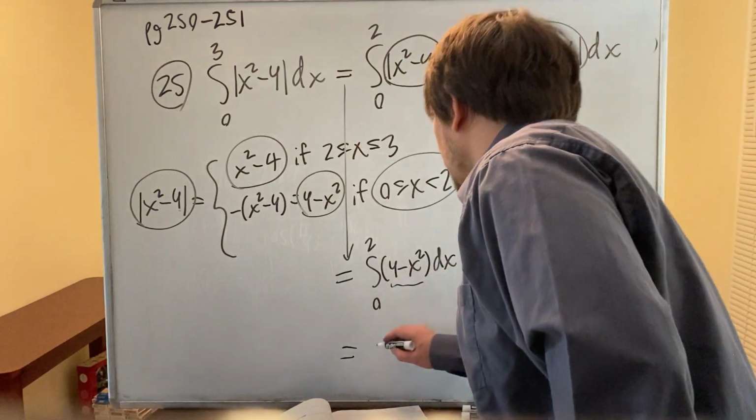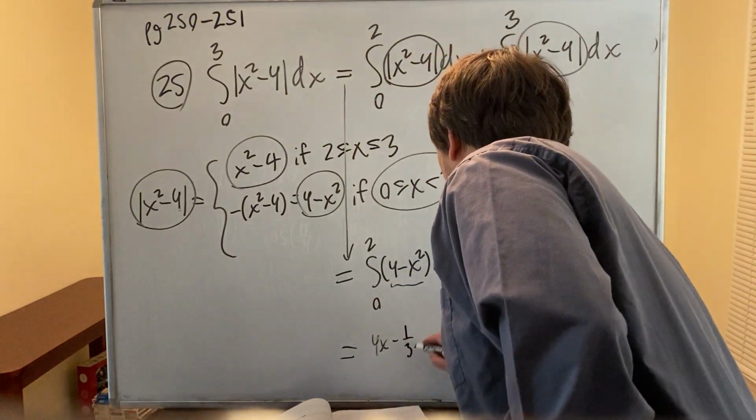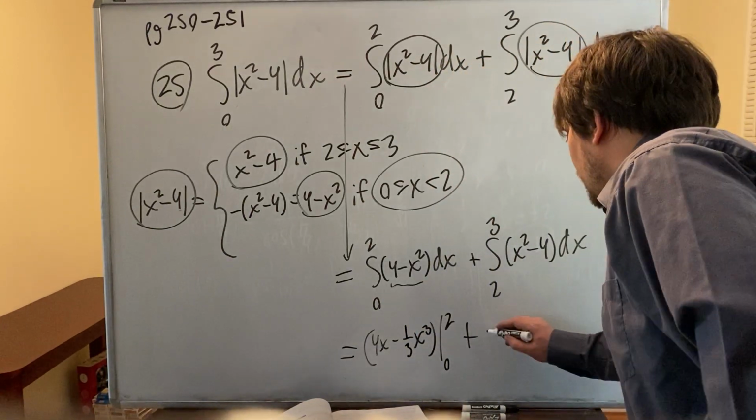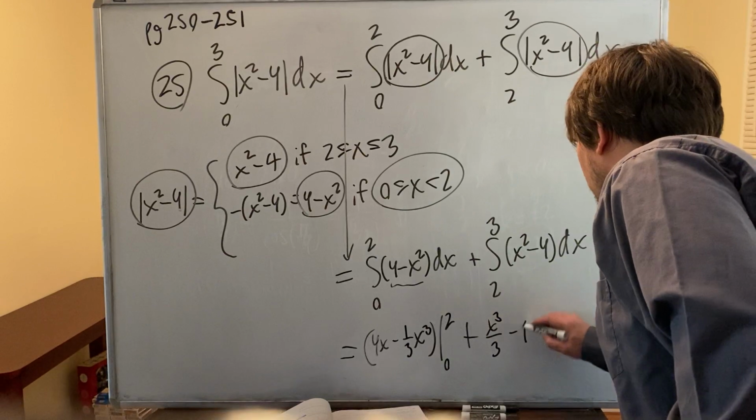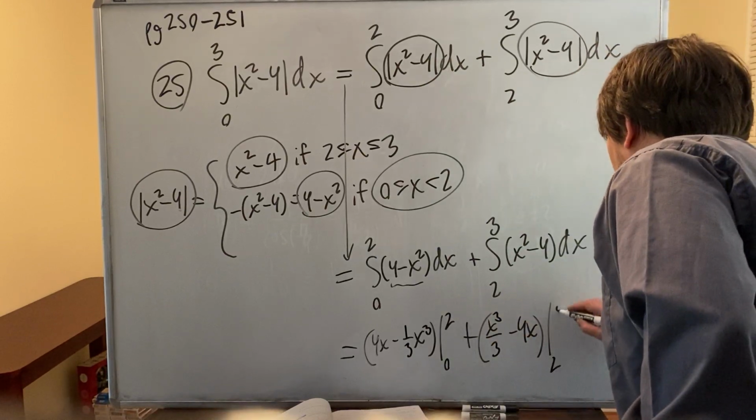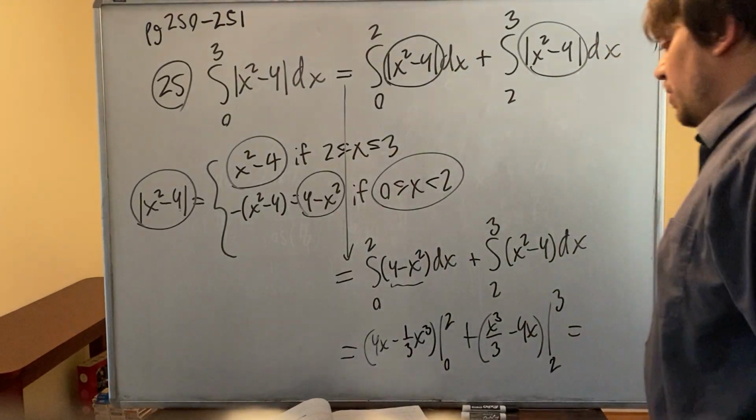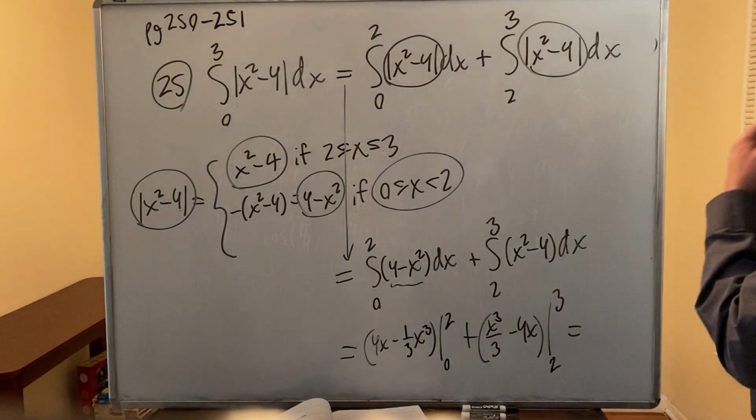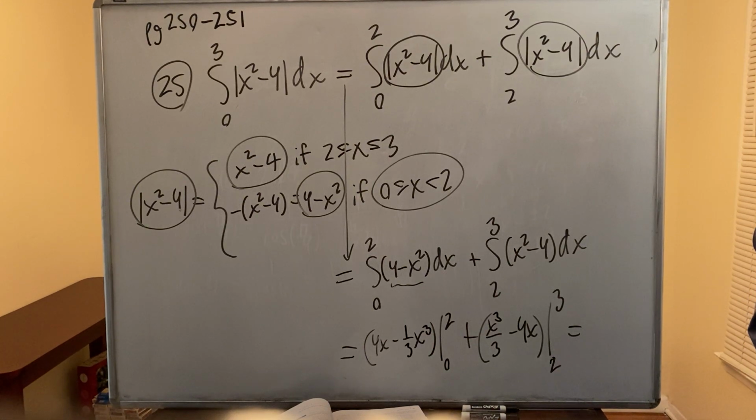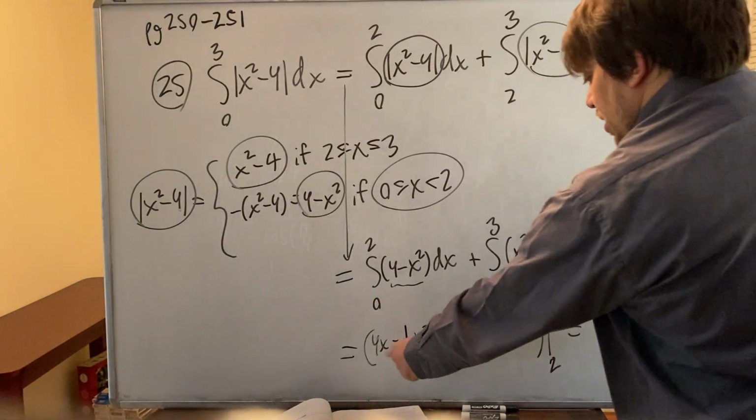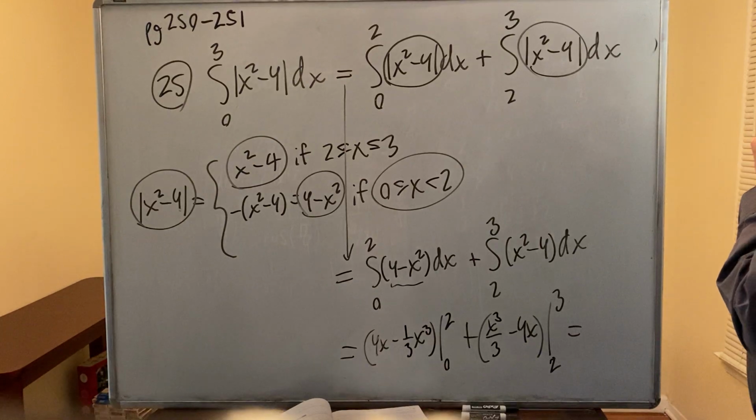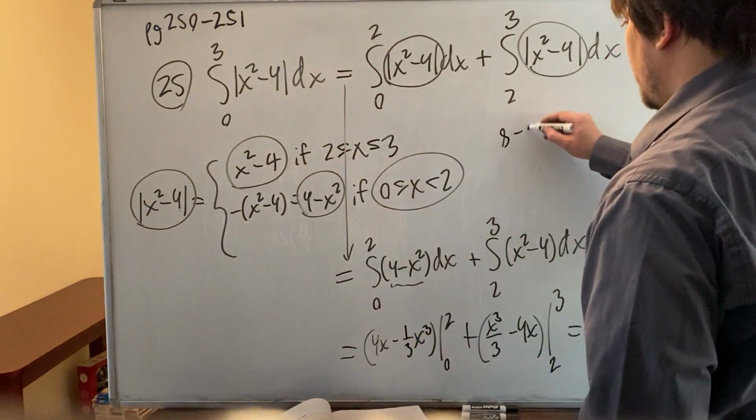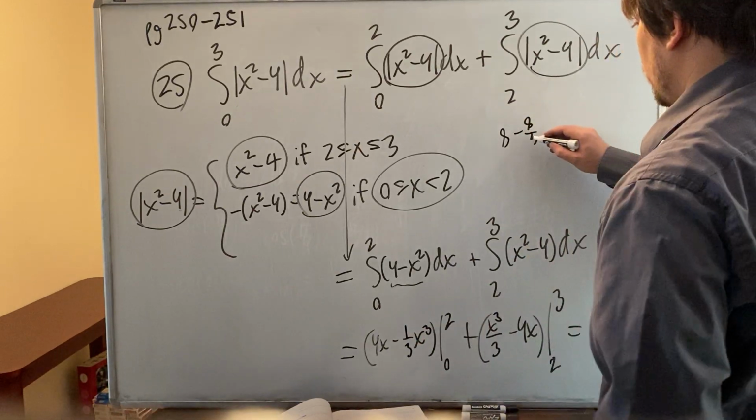So here, the antiderivative of this is 4x minus 1/3 x cubed, evaluated from 0 to 2, plus you have x cubed over 3 minus 4x, evaluated from 2 to 3. Okay? And so now you're applying the evaluation theorem to calculate both definite integrals. And so when you evaluate them, you'll get 8 minus 8/3. So I'm going to quickly calculate this. You plug in 2 there and you get 8 minus 8/3, and then minus 0.